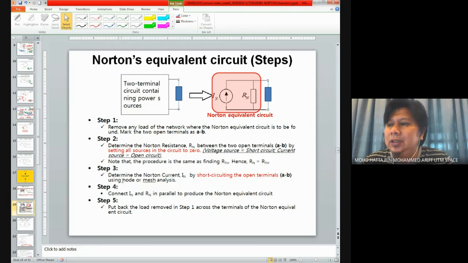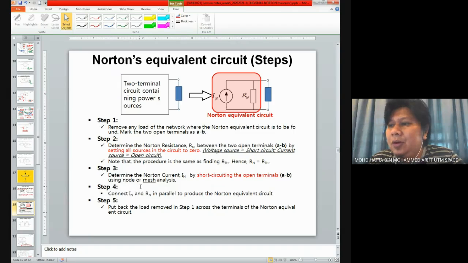In step number 3, earlier, when we tried to find Thevenin voltage, we try to find the open circuit voltage at the terminals. For Norton current, IN, what we're trying to do, we try to short circuit the open terminal. Instead, we try to find what is the short circuit current at the open terminal A and B. We done in step number 1. You can use node, you can use mesh, you can use any approach that you prefer. Except that if the question asking about node or mesh, you should follow the question according to the question.